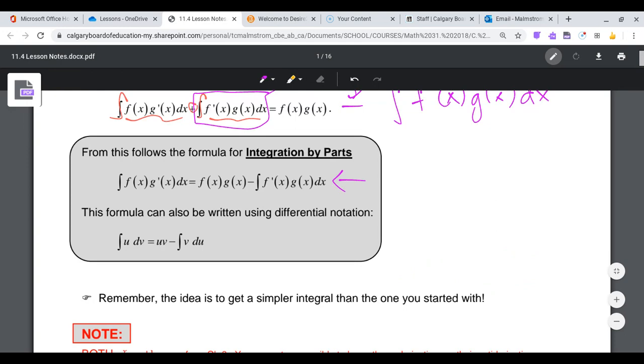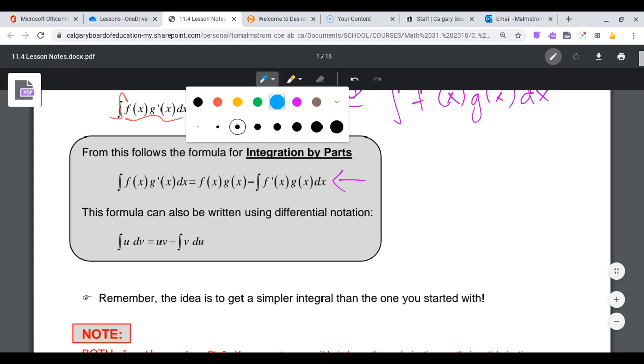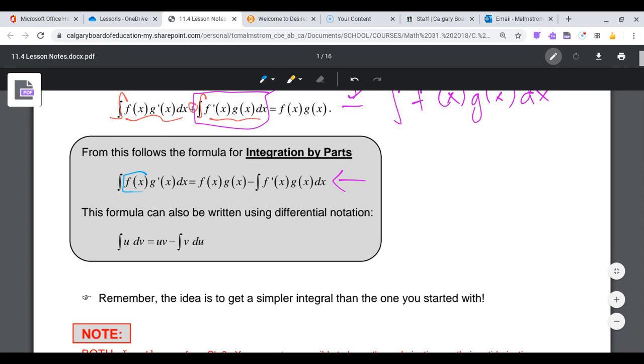Now this formula can also be used with different notation, which is a little bit easier to use in terms of u's and v's instead of all these f of x, f primes of x. So just so you understand where all the parts are coming from, f of x is your u. If u is equal to f of x, then du is equal to f prime of x dx.